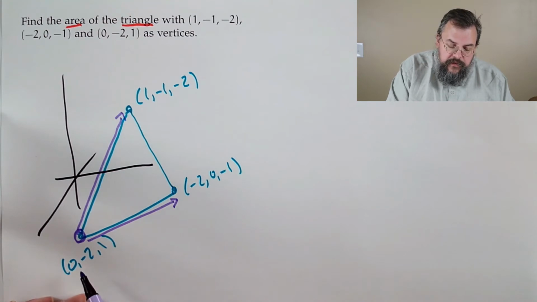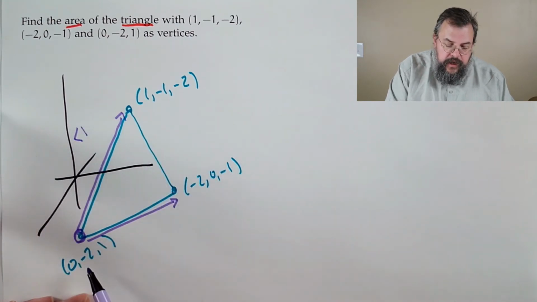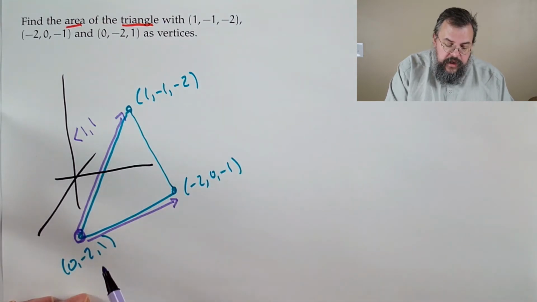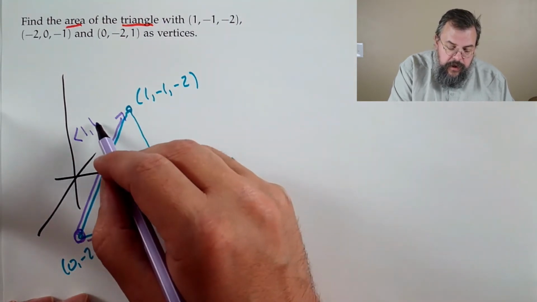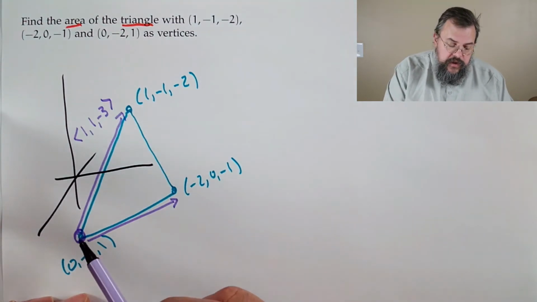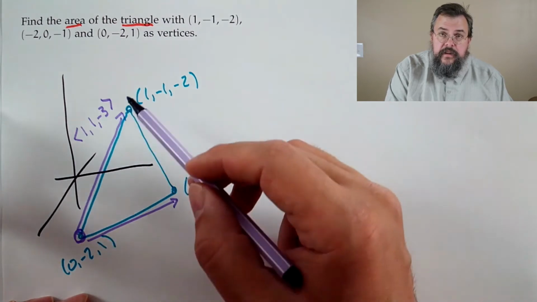So when I look at the vector, I look at the change. If I went from (0, -2, 1) to (1, -1, -2), I increased by 1 in the x-coordinate. I also increased by 1 in the y-coordinate. And 1 to -2 says I went down by 3 in the z-coordinate. So the vector is (1, 1, -3). That's this vector on the side.